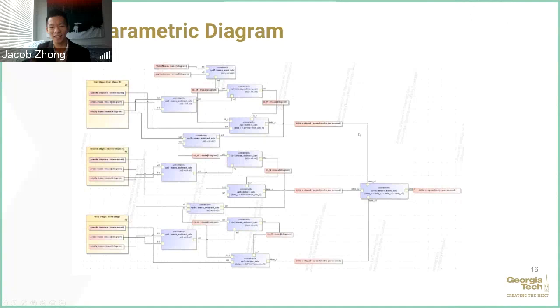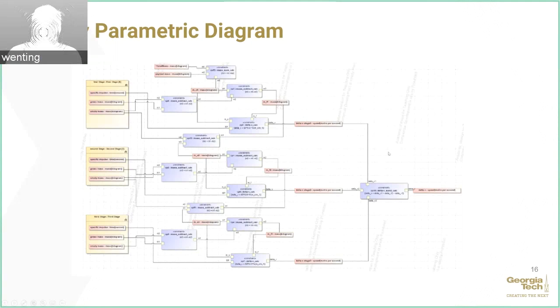Oh yeah, one follow-up question. How did you calculate the total mass of the rocket? I mean, you have the weight of the engine and propellant, and how about other components? How did you estimate the overall weight?